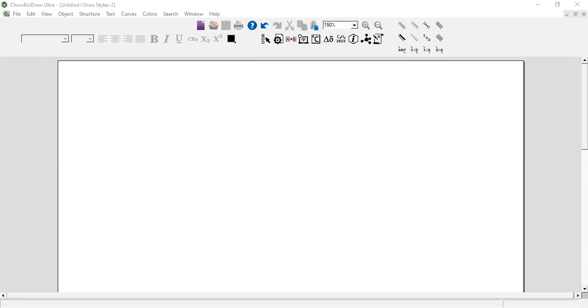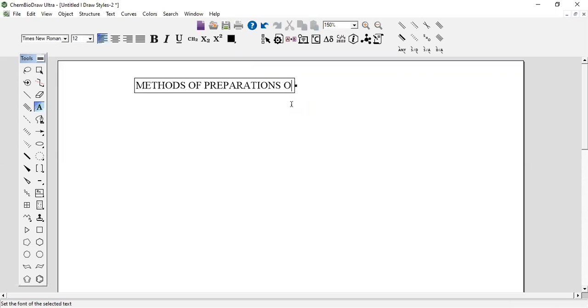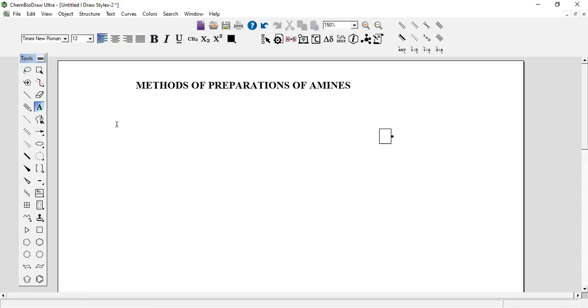Now let us go to another topic, that is methods of preparation of amines. In these methods of preparation of amines, the first method is going to be ammonolysis.